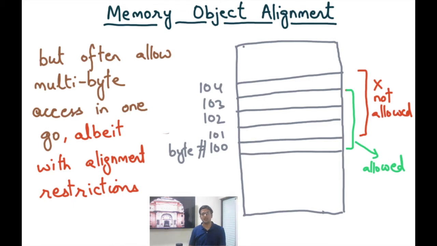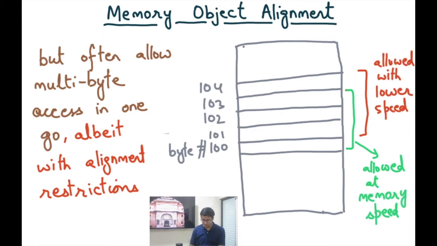Some architectures like PowerPC would disallow unaligned accesses. Other architectures like x86 would allow unaligned accesses, but at a slower speed, or they would allow unaligned accesses only for certain opcodes and so on. So for example, you can access 4 bytes in one go starting at address 101, but that would be slower. But if you access it starting at an aligned address, so 100 is an aligned address for 4-byte access, while 101 is an unaligned address. So for aligned addresses, the access will be faster, and for unaligned it will be slower. And there are examples of such machines as well.